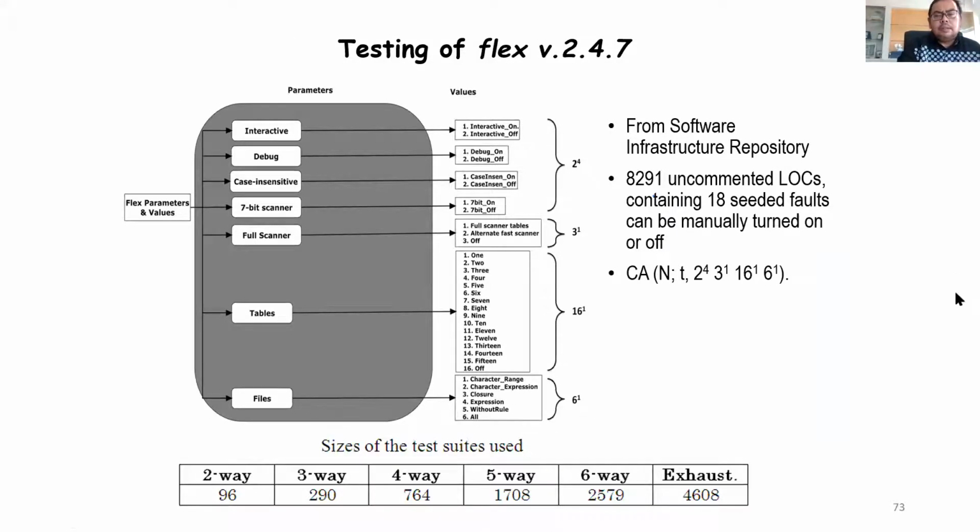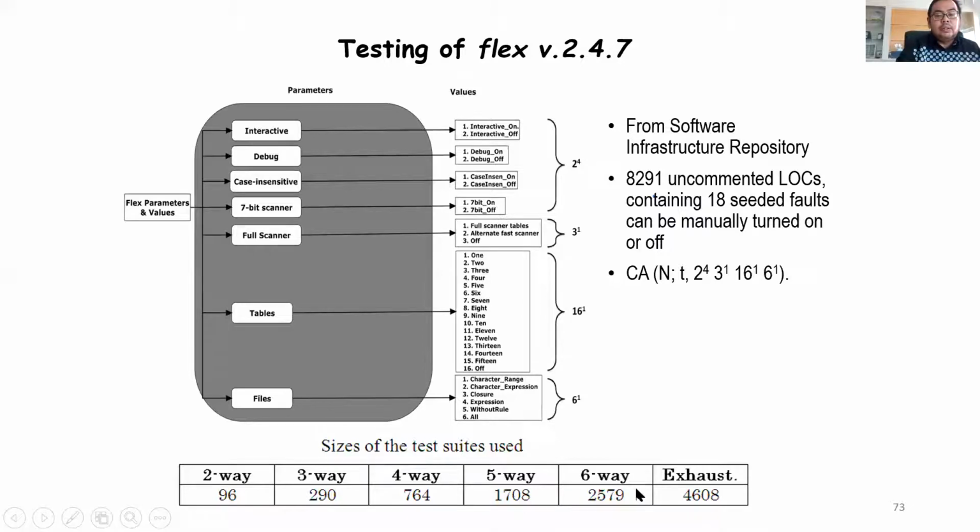We did this in one of our papers also. We tested Flex. Flex is an application from the software infrastructure repository, and these are the parameters of Flex. We tested with 2-way, 3-way, 4-way, 5-way, 6-way, and exhaustively you get 4,608. And as you know, when you relax the strength, you get fewer test cases.